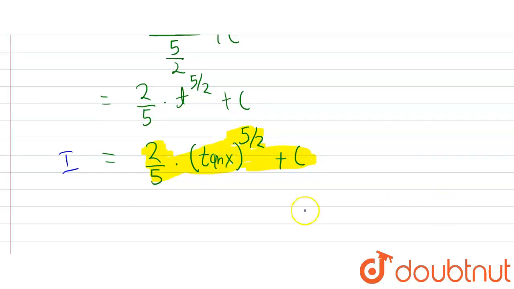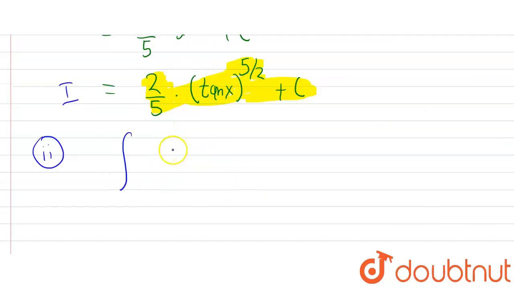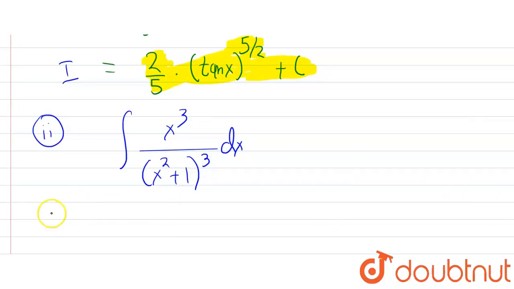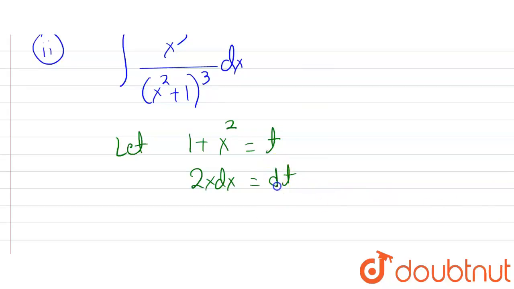Now let's take the second part, which is the integral of x cube upon (x square plus 1) whole to the power 3 into dx. Therefore over here let us assume that 1 plus x square is t. If we differentiate on both sides, it will be 2x dx equals dt, or if we shift this 2 to the RHS it will become x dx equals dt by 2. Over here also x square is t minus 1.